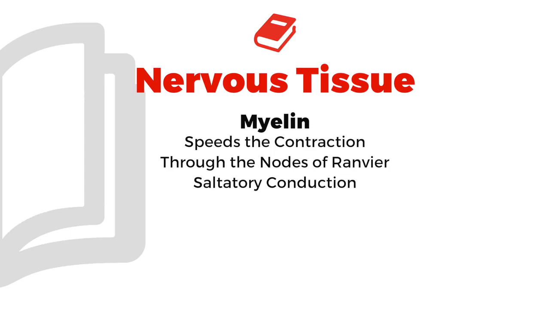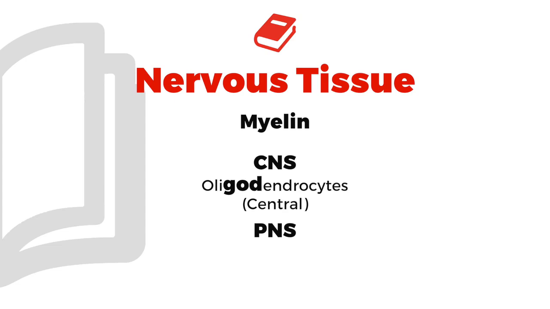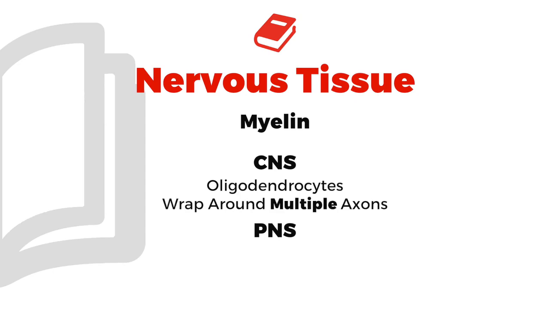Where it gets picky in terms of a test question is to know the differences between the CNS and the PNS. Right here in your notes, it says CNS has oligodendrocytes. Circle those 3 letters in the middle of oligodendrocytes, G-O-D, God. Think God as being central, okay? And think of God as caring about multiple people. Just hang with me for a second, because when you look at the notes here, if you think God, central, CNS, and if you read the notes there, it says oligodendrocytes wrap around multiple axons, okay?